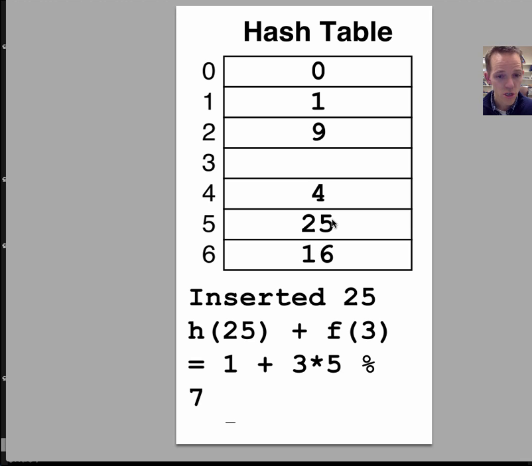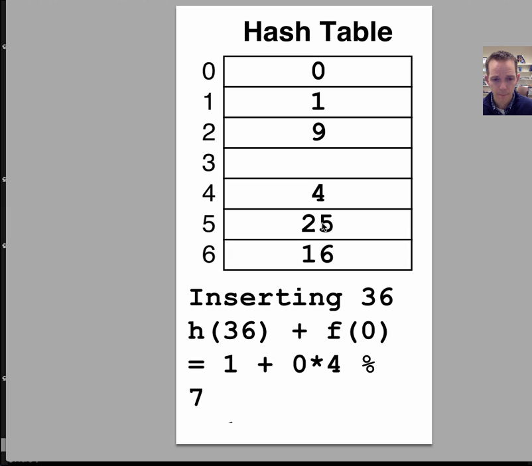Now if we wanted to search for 25, we'd apply the same criteria again. We'd look at the initial location, and then we'd start searching for the other locations until we either find an empty cell or we find the one that we're looking for.